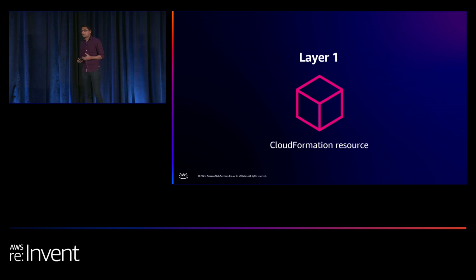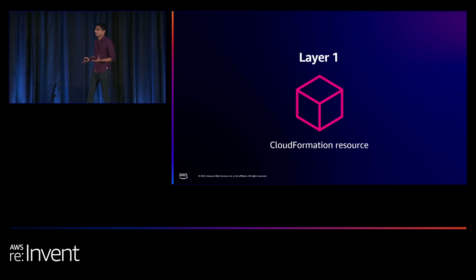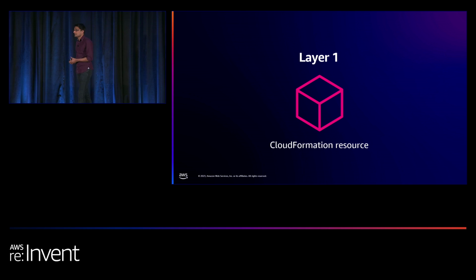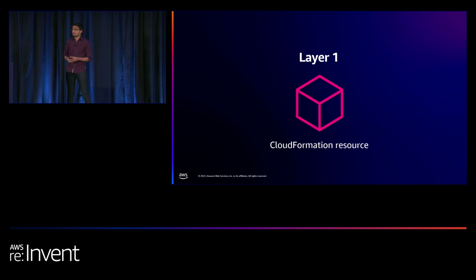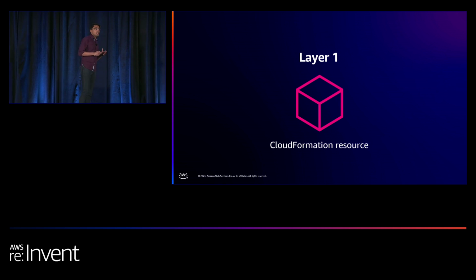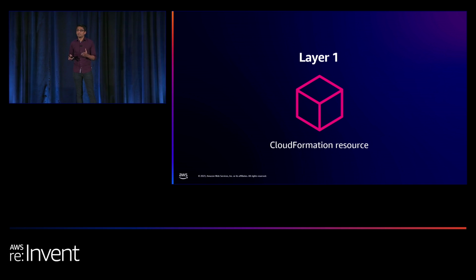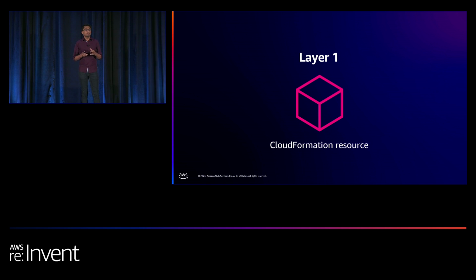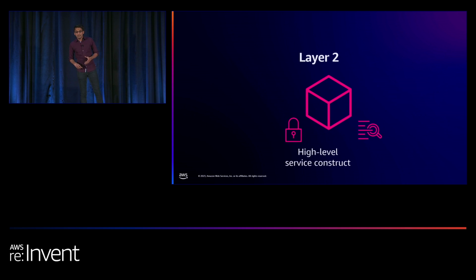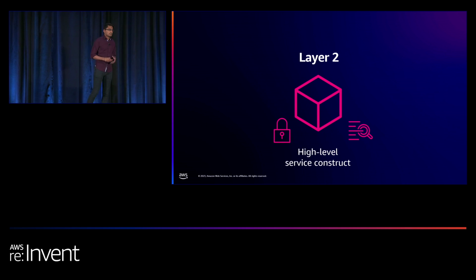Layer 1 are the constructs that are automatically generated from the CloudFormation resource specification. These resources are tied to AWS services and provide a one-to-one mapping for them. An example of this would be if you take, let's say, a vanilla S3 bucket. Now, let's take that one step further.